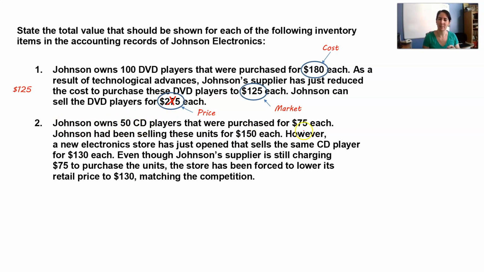Okay, the next one. Johnson owns 50 CD players, purchased at $75 each. We've been selling them for $150. However, a new electronics store has just opened and sells them for $130. But my supplier, my replacement cost, is $75. That's to purchase the units. And the store has been forced to reduce its price to $130. Well, there's a lot of numbers in here.